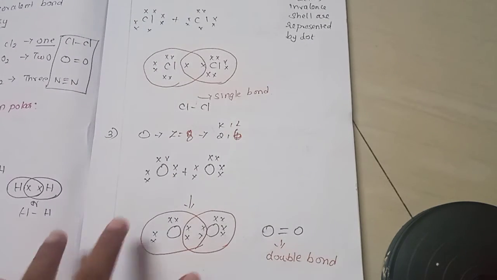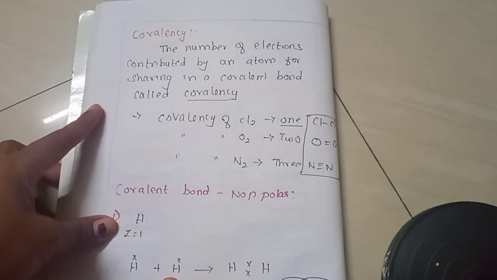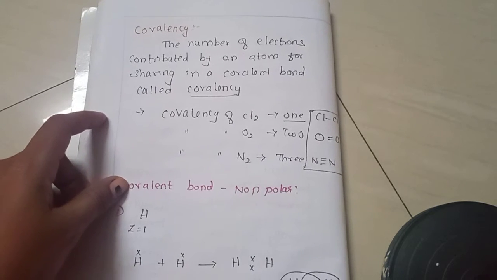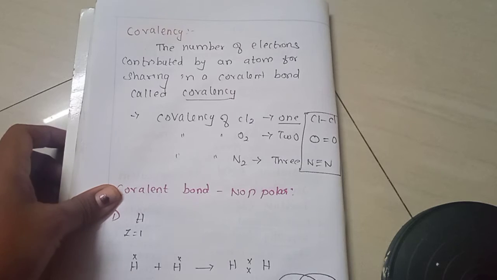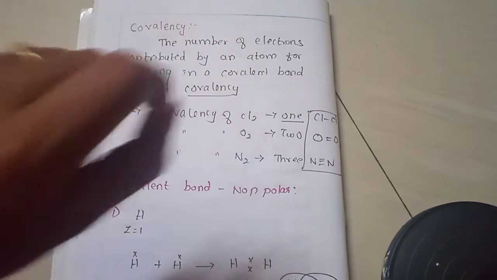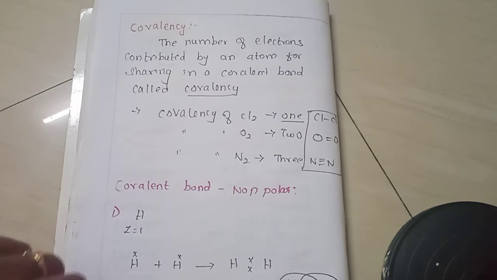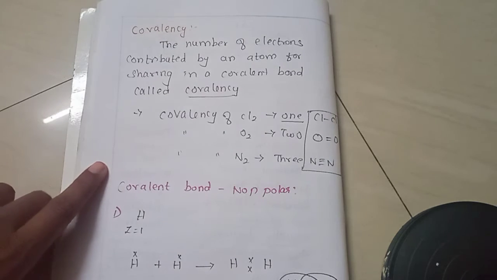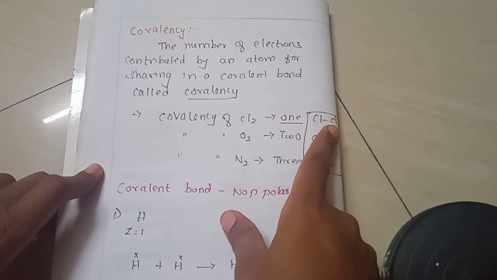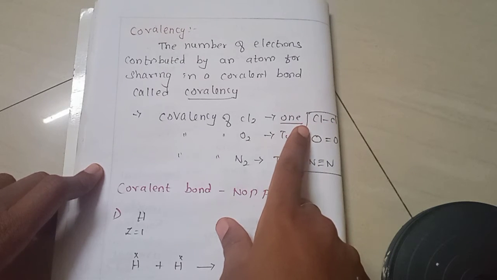The next one we have to see is covalency. What is covalency? See, all these definitions are not there in your textbook, but you have to be thorough, because term 2 is descriptive type, so definitions will be asked in 2-mark questions. Covalency is the number of electrons contributed by an atom for sharing in a covalent bond. Chlorine will share 1 electron, hence its covalency is 1.